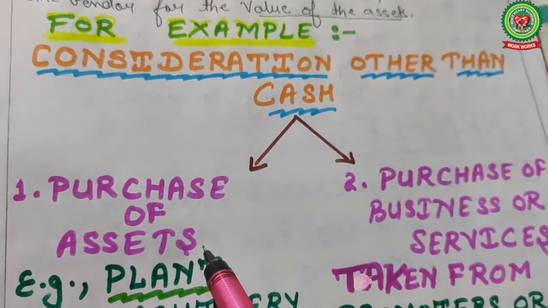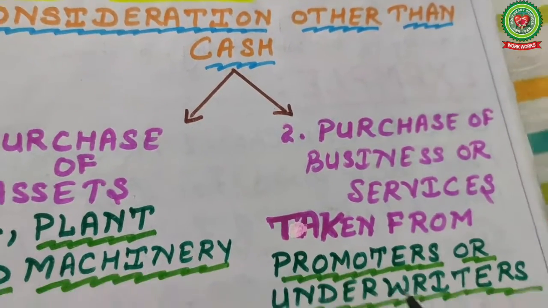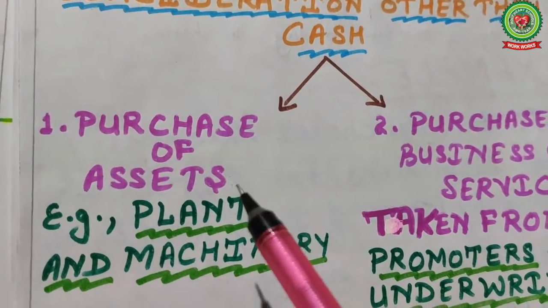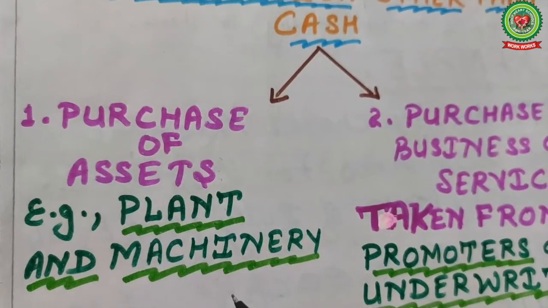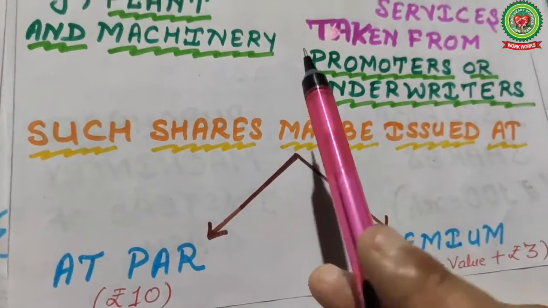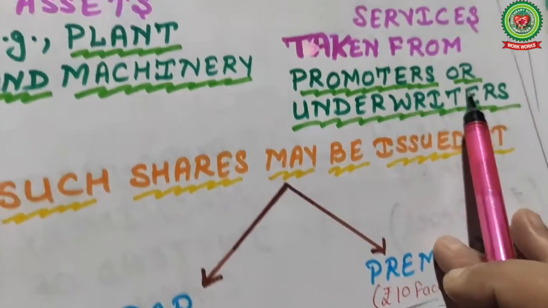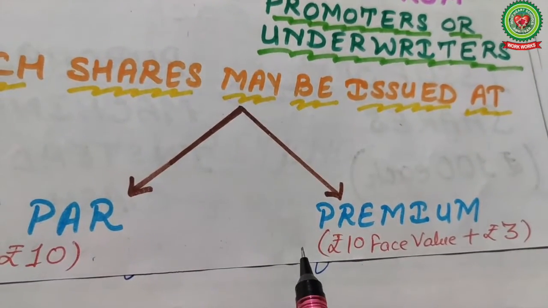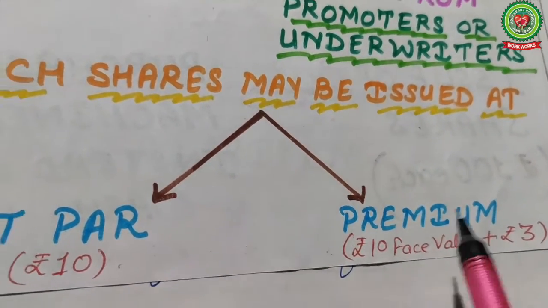Two ways. Purchase of asset is one way. The second way is purchase of business or services taken from promoters or underwriters. So the first case is purchase of asset. Firstly, I am going to discuss with you purchase of assets like plant and machinery. In both cases, shares may be issued at par or at premium. Like here, at par rupees 10, at premium, you know, face value plus premium value. So 10 plus 3 is your premium, total 13.